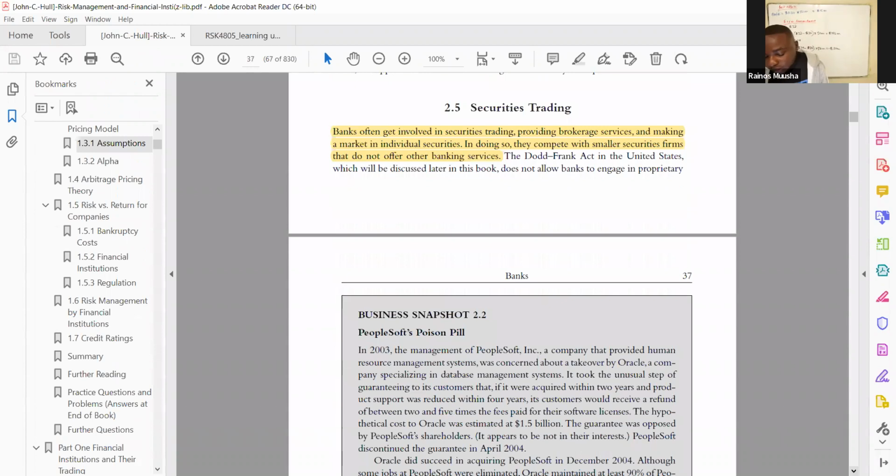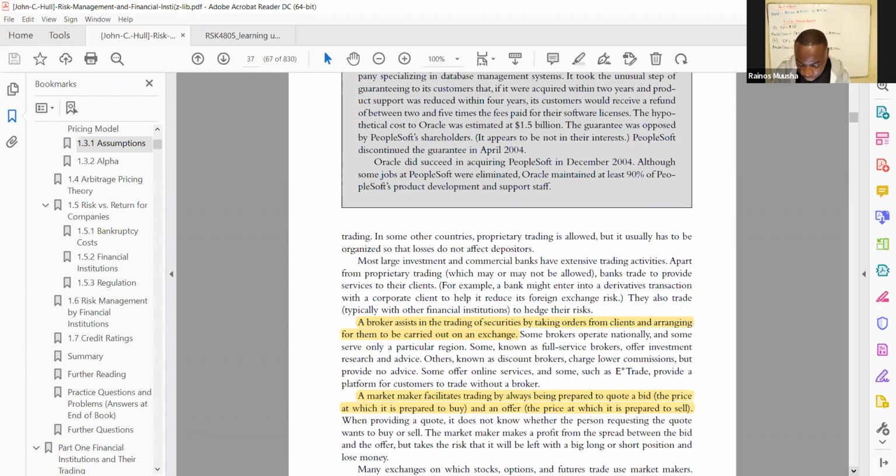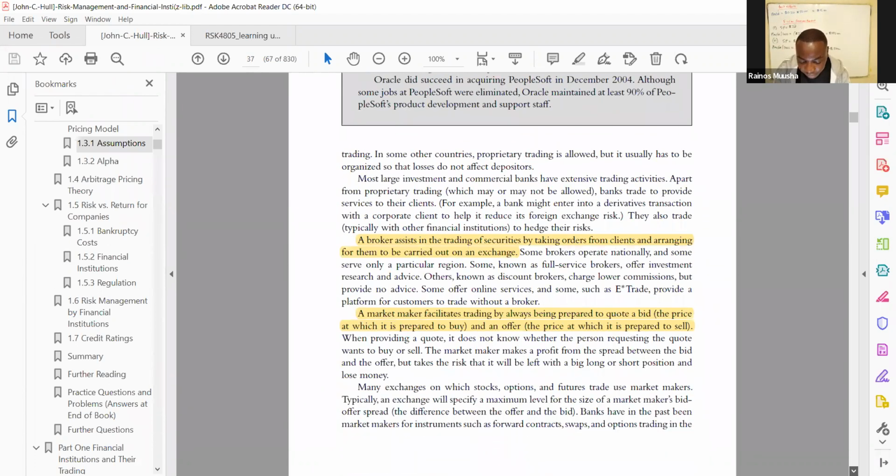Next, we look at the securities trading activities of banks. And here they say, banks also get involved in securities trading, providing brokerage services and making a market in individual securities. In doing so, they compete with smaller securities firms that do not offer the other banking services as well. So make sure that you take note of that. So here they say, a broker assists in the trading of securities by taking orders from clients and arranging them to be carried out on an exchange.